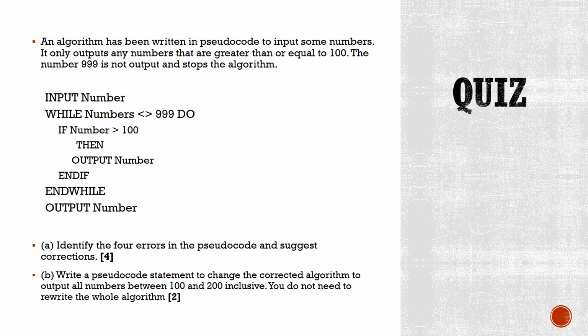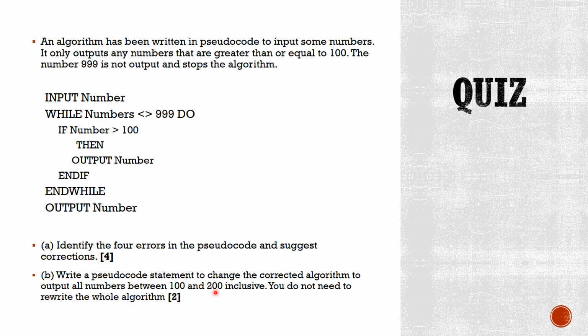So, an algorithm has been written in pseudocode to input some numbers. It only outputs any number that is greater than or equal to 100. The number 999 is not output and stops the algorithm. So, identify the 4 errors in the pseudocode. They have already given you the code and the problem. So, you are going to identify the 4 errors in the pseudocode and suggest corrections.